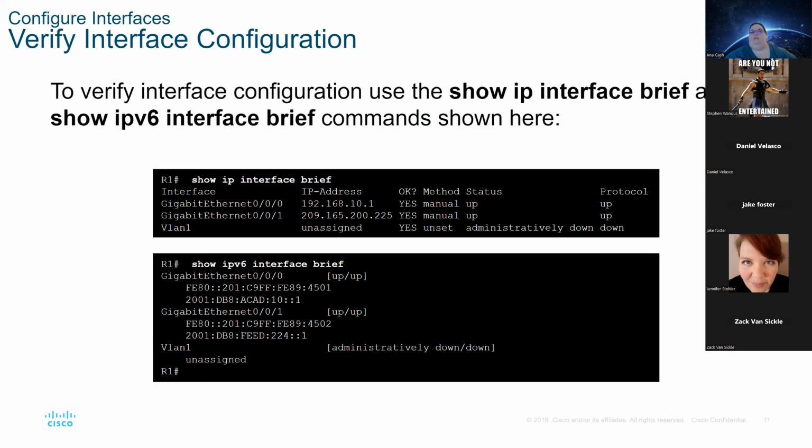To verify interface configuration, use the show ip interface brief and show ipv6 interface brief commands. And the reason that you want to do that, you see that section where it says OK? and Status. Those are whether or not things are coming back correctly. If it says status down and you just did something that you should be bringing it up, you know that it was put in incorrectly.